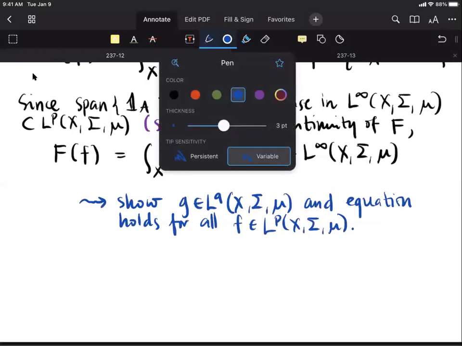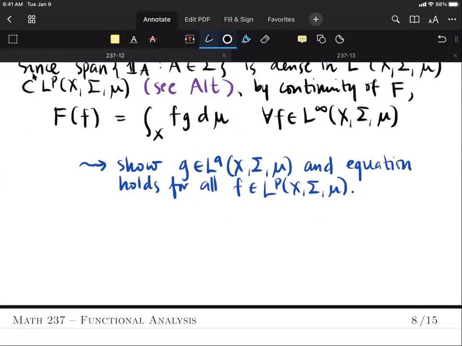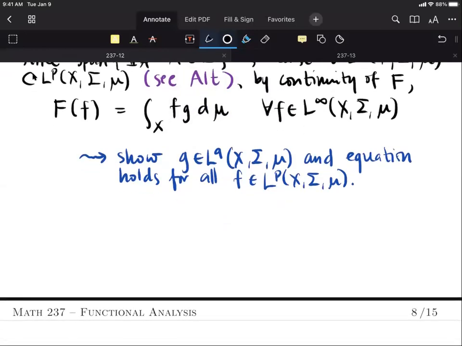So there are two things that we need to establish here. So to show that G is in LQ, let us define the following set, A sub n. So let us define A sub n to be the set where G is positive and bounded by n.